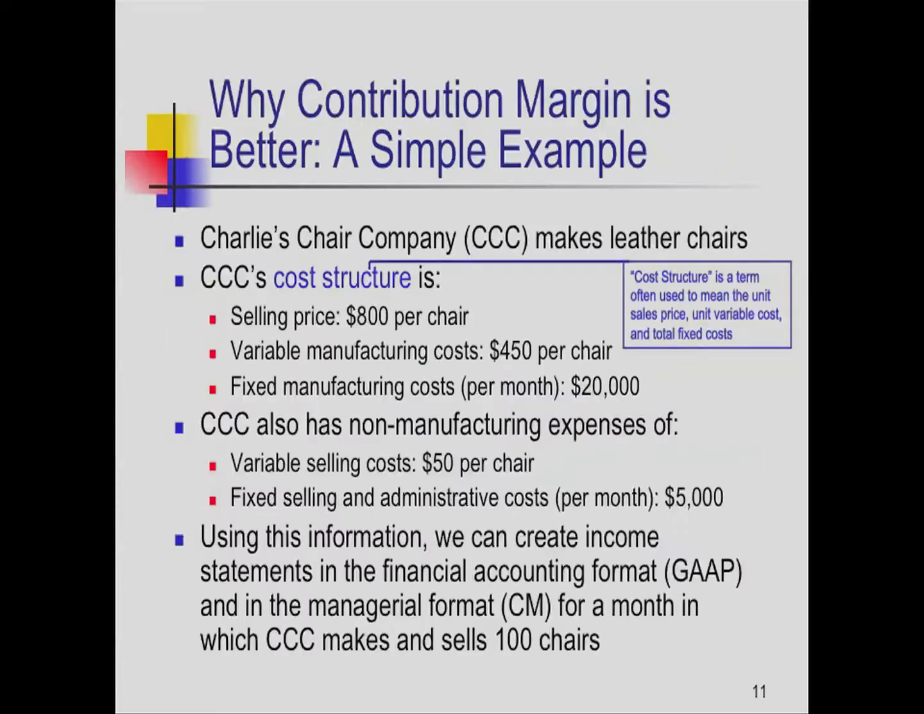Okay, so here's an example. Charlie's Chair Company makes leather chairs. Here's the cost structure, and again, you can see the reference. Cost structure refers to unit sales price, unit variable cost, and total fixed cost. If we know those three things about an activity or product, we can do some very interesting things.